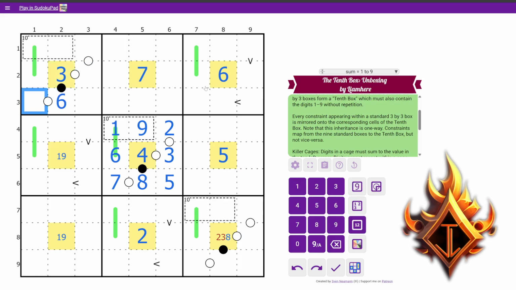That will be 6. This will be 5 or 7. This will be 4 or 5. And this could be 5 if it's 4. Why did I put 5 there? It's 2 or 4. It could be 1 or 5.